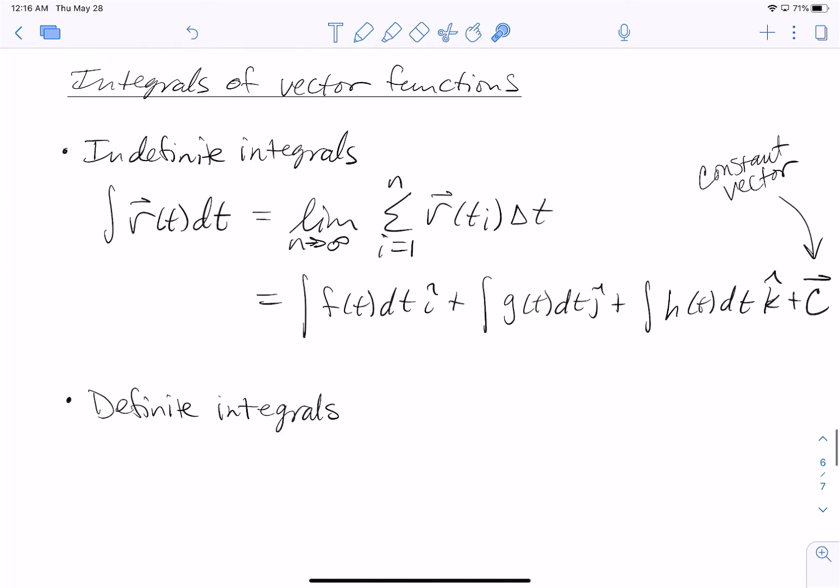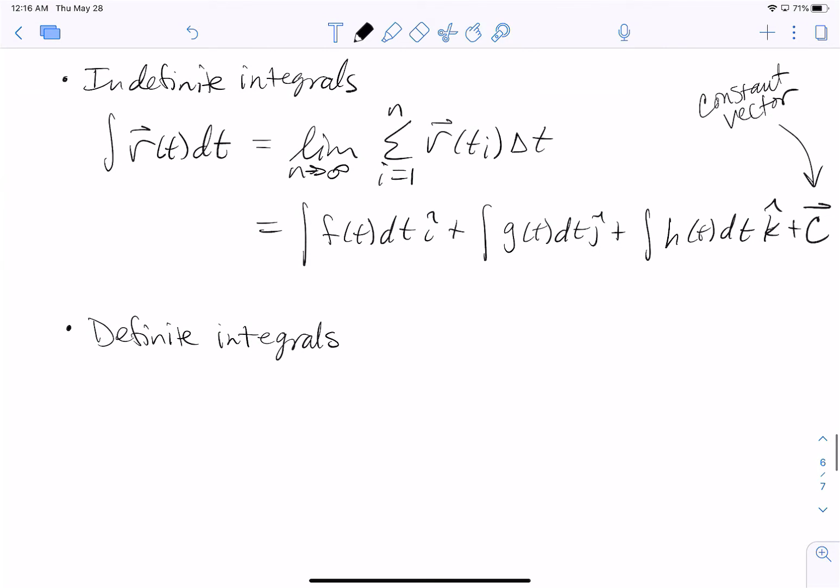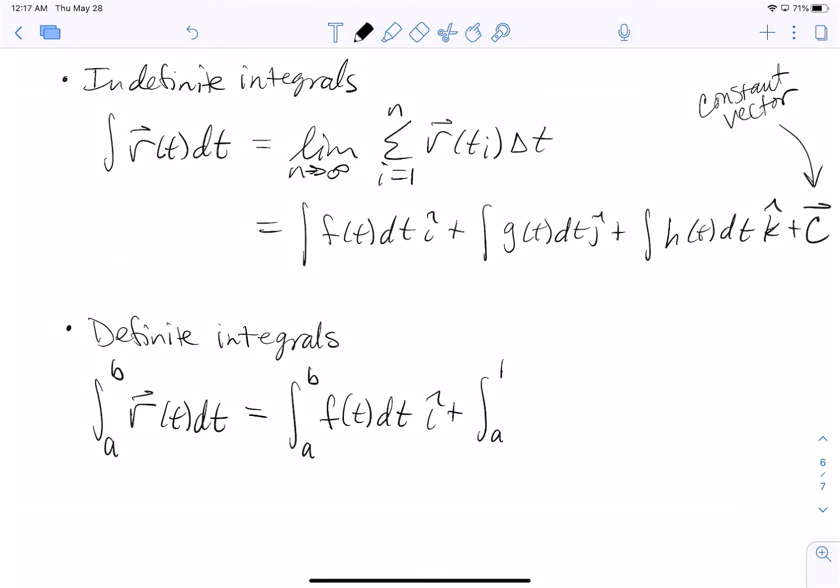Definite integrals are similarly predictable. A definite integral of a vector function would look like the integral from a to b of r of t dt, and that result is going to be the integral from a to b of all of the component functions, so f of t dt i plus the integral from a to b of g of t dt j plus the integral from a to b of h of t dt k. And no constant vector for this one, because of course we have definite integrals.